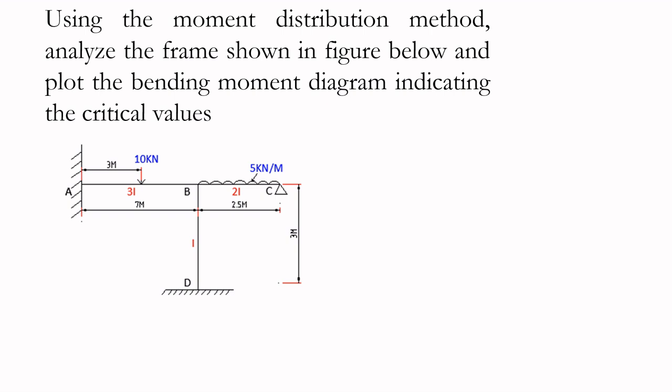It has also a point load of 10 kilonewton at a distance of 3 meters from A. Span BC has a length of 2.5 meters and has a UDL of 5 kilonewton per meter. For BD, there is no loading. It has a moment of inertia of I, and BD is 3 meters.